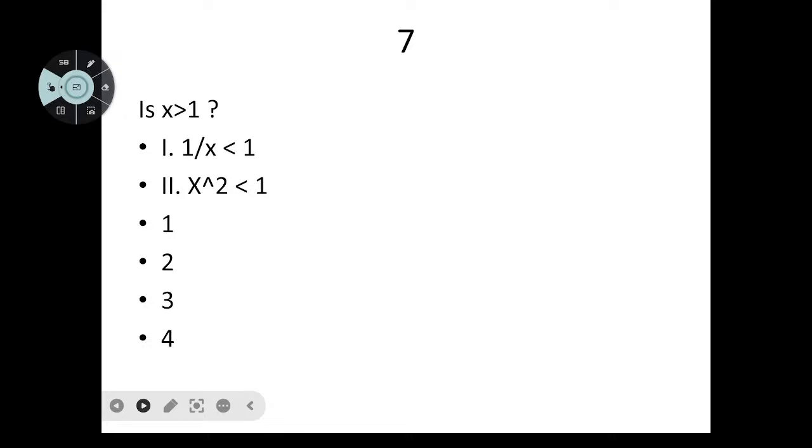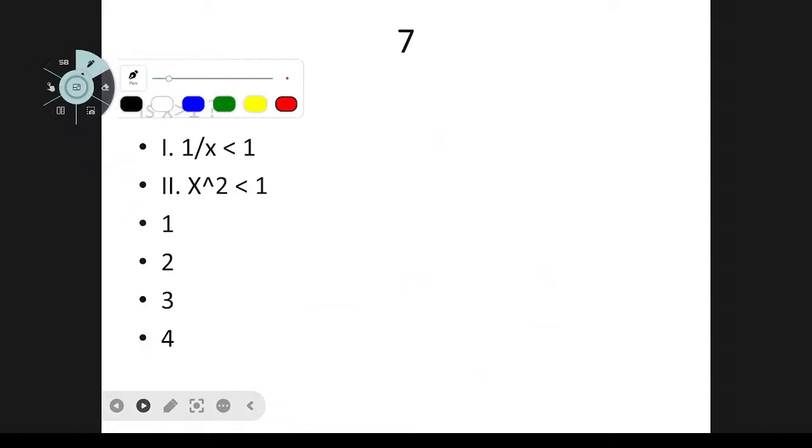Okay, let's see. Now here the question is not about what is the value of x. You just have to tell whether x is greater than 1 or not. Yes is also the answer, no is also the answer, but it can be yes also, it can be no also. That is not the answer. All right. Let's see. So is x greater than 1?